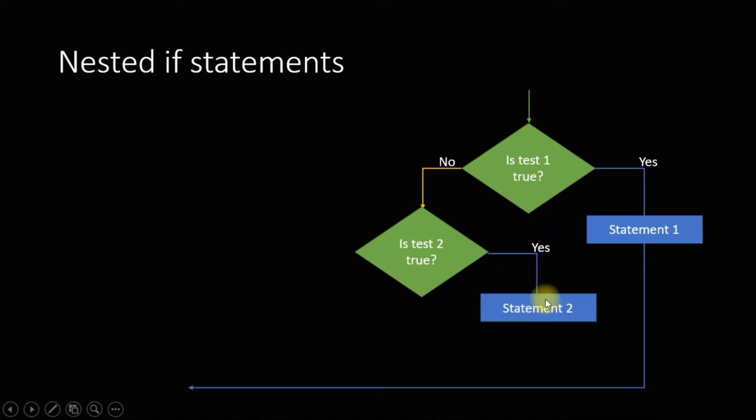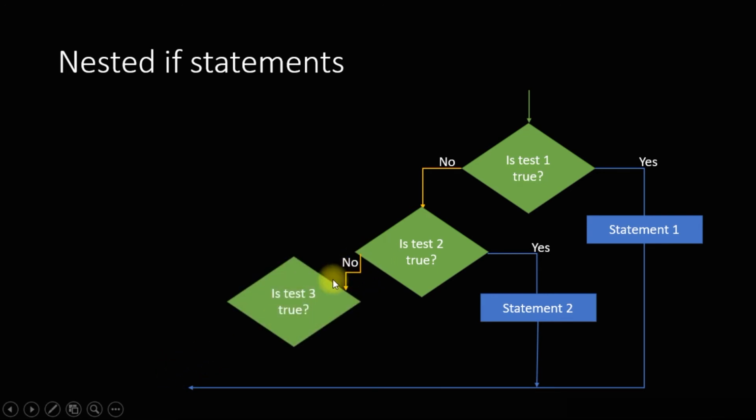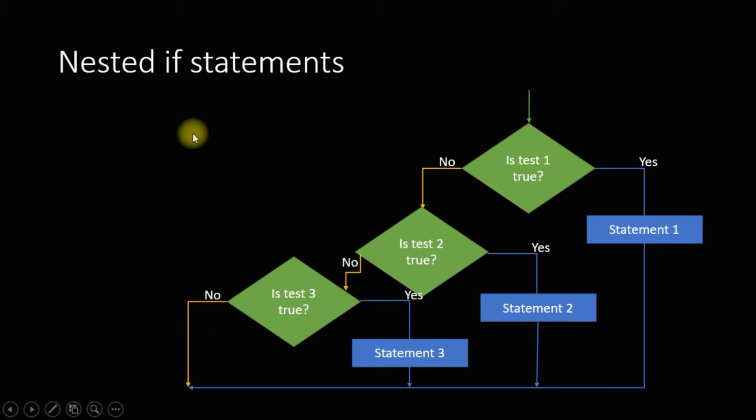And if yes, we are going to execute statement number 2. After that, we finish executing the code after that. If no again, we have to check for test number 3. And if yes, we execute statement 3, then we finish executing the other code. And if no, we execute the code after. So this is called the nested if statement. So it's going to print either of these, or it's not going to print or execute any of these. So execute one or none.